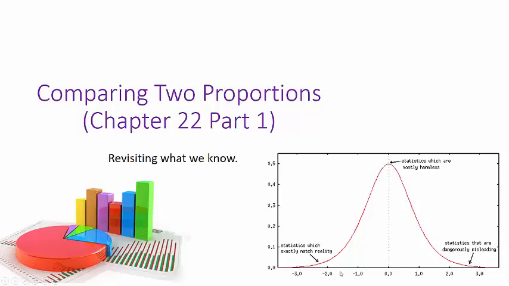I couldn't find a good two proportion statistics joke, so I did find this nice statistics cartoon. And here's a normal distribution of statistics. These are those that exactly match reality. These are those that are mostly harmless, and these are the statistics that are dangerously misleading. So sometimes you're playing with fire when you're playing with statistics.